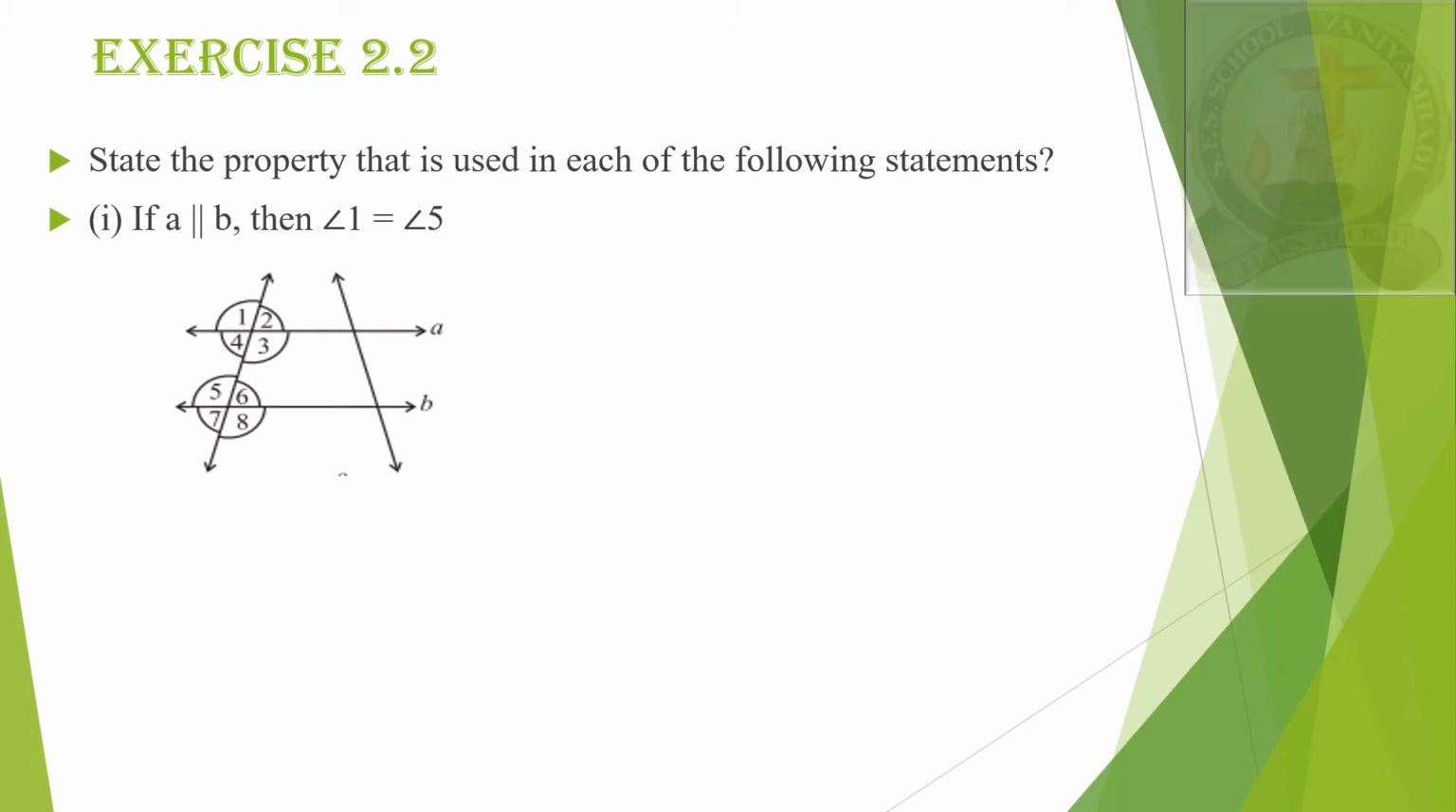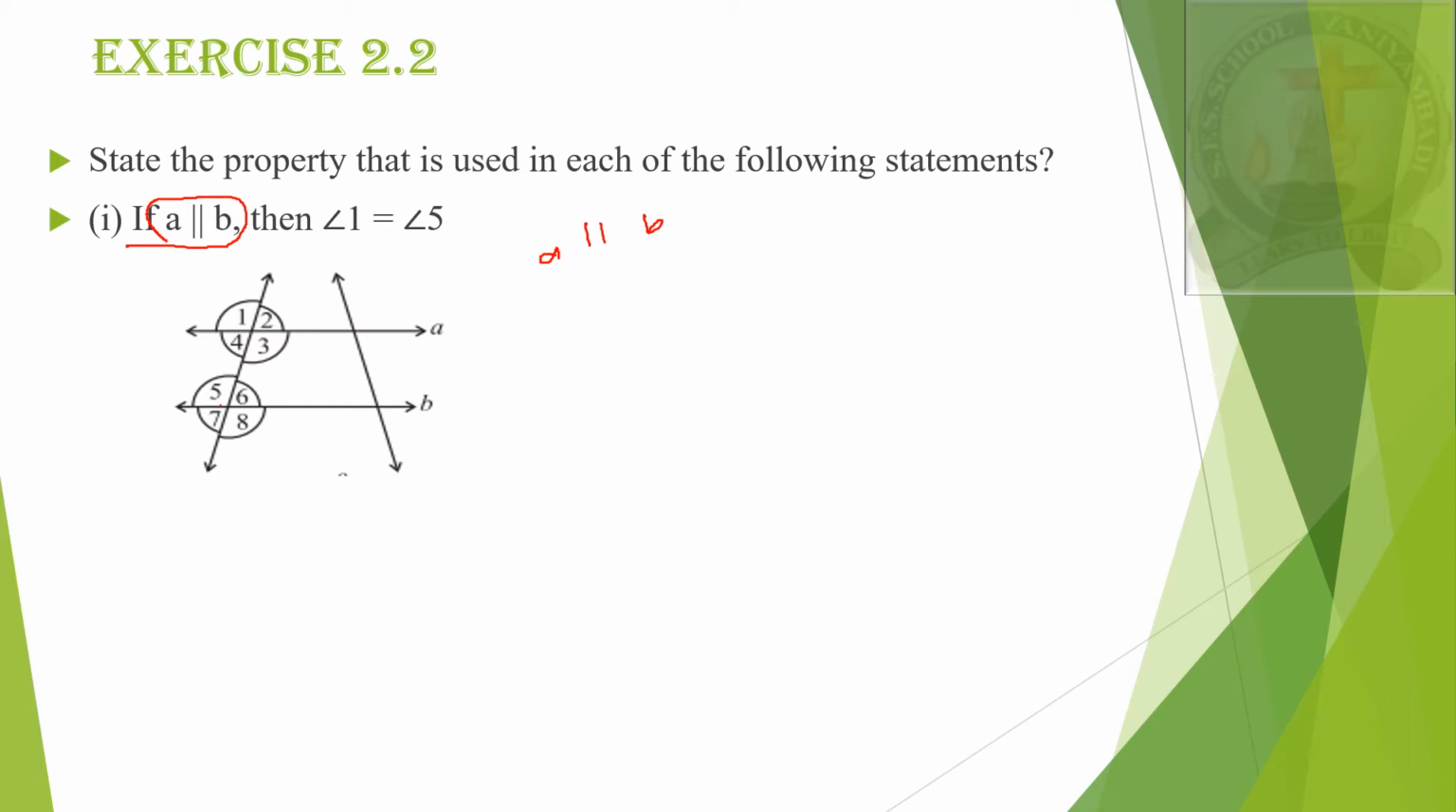Here the line A is parallel to line B. That is what is given here. If the line A is parallel to line B, what about angle 1 being equal to angle 5? Why? That reason we should say with the property.